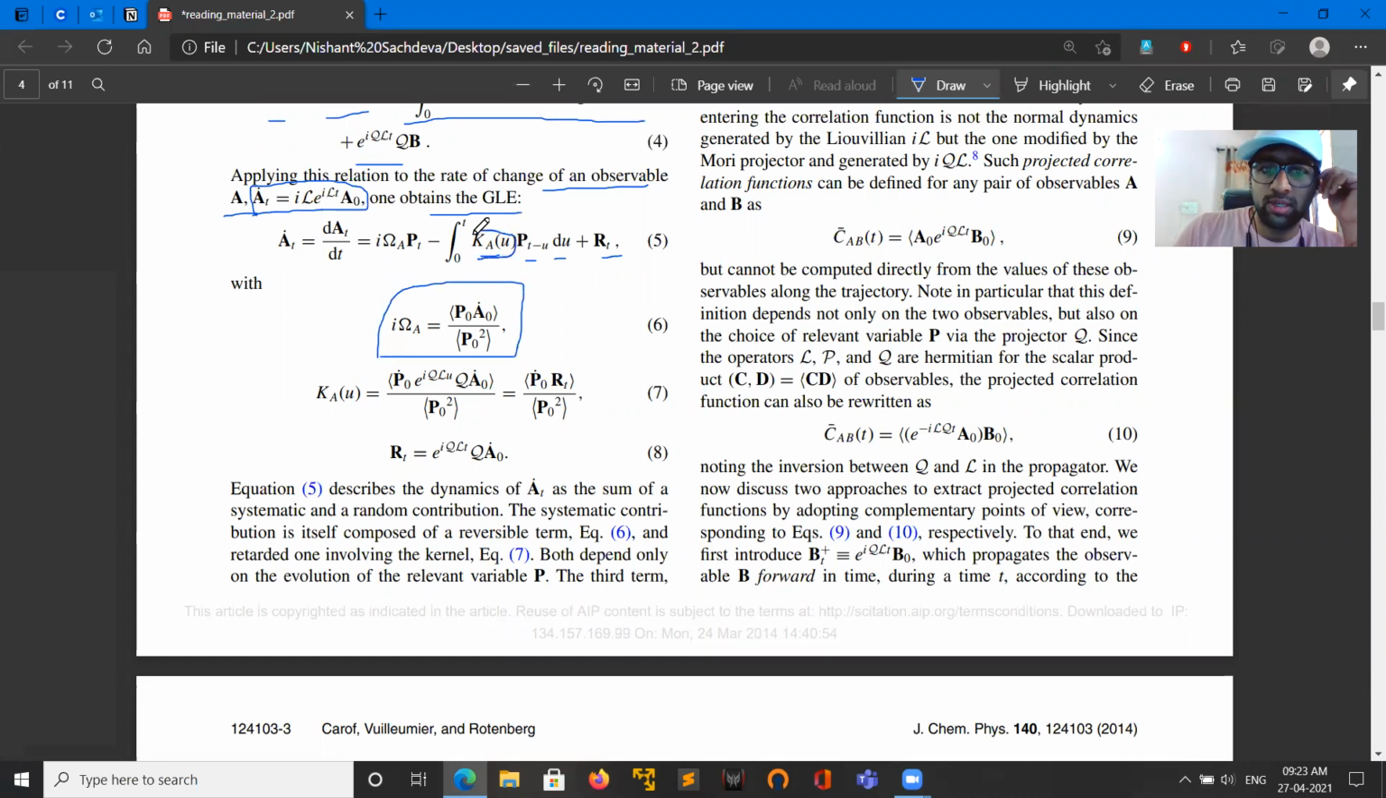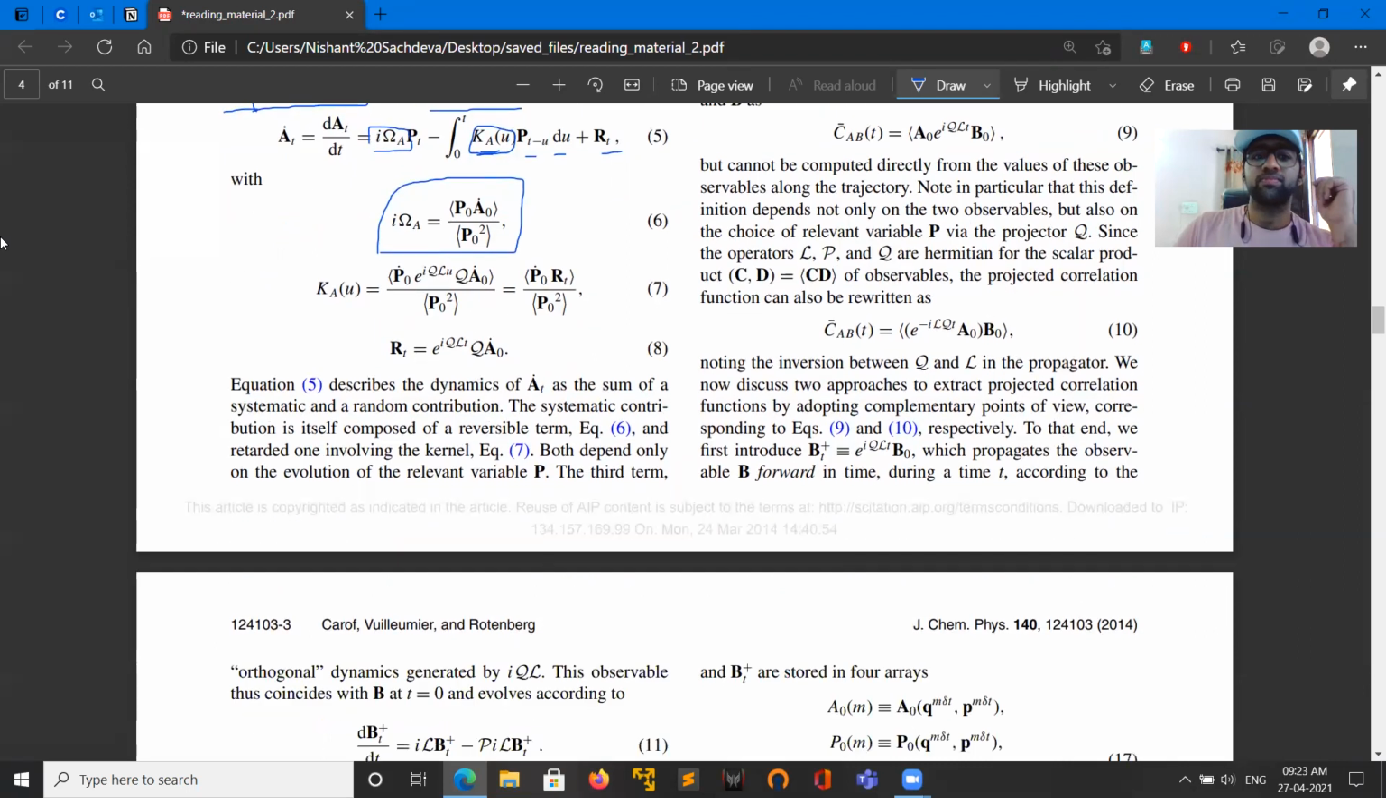Notice these are the new terms that are coming in right now. K_A(u) is the average of p naught dot, i e to the power i L u, q naught dot, that's an average, divided by the average of p naught square.